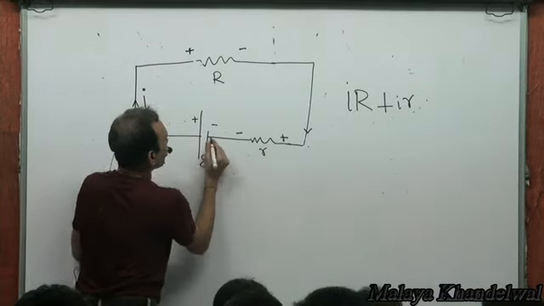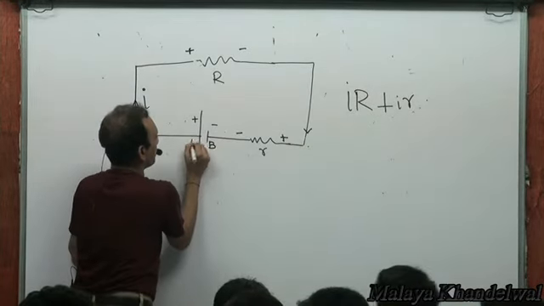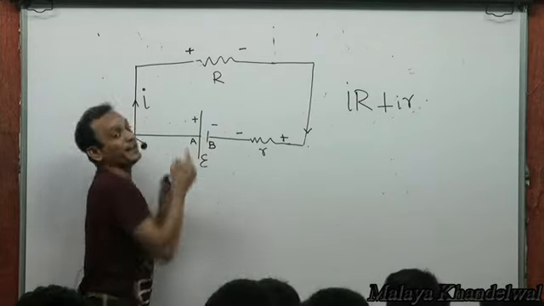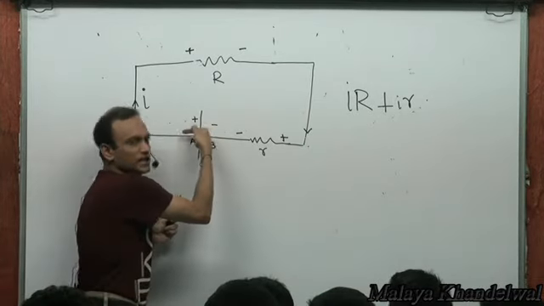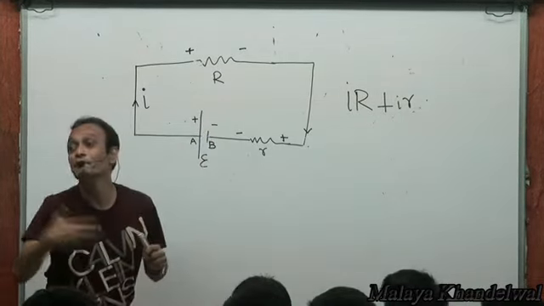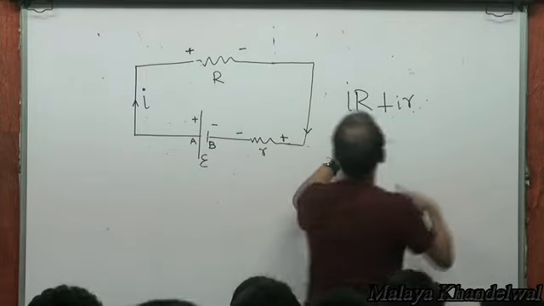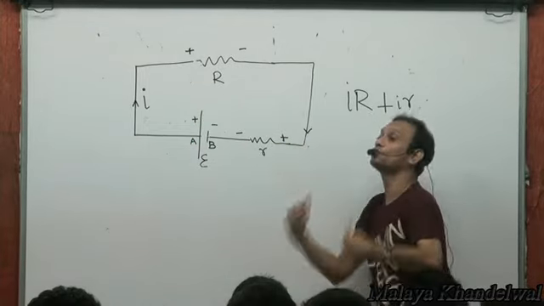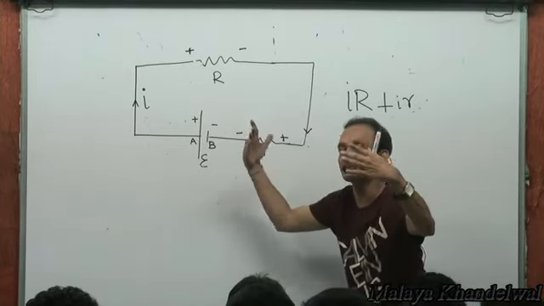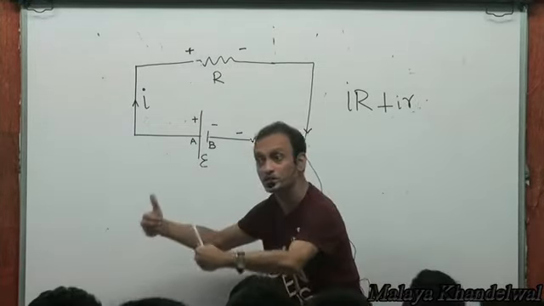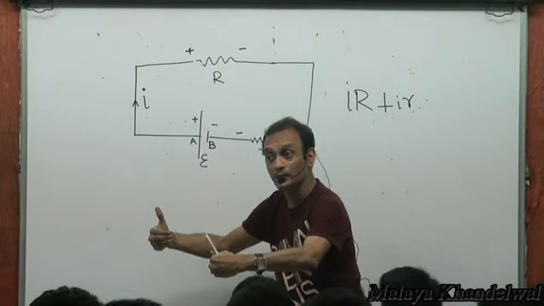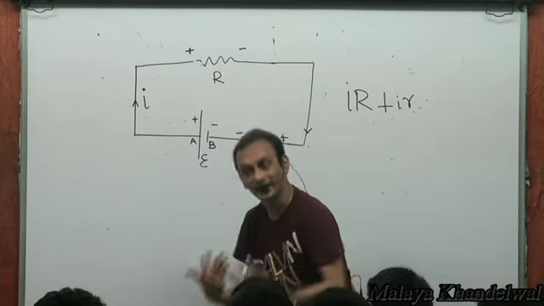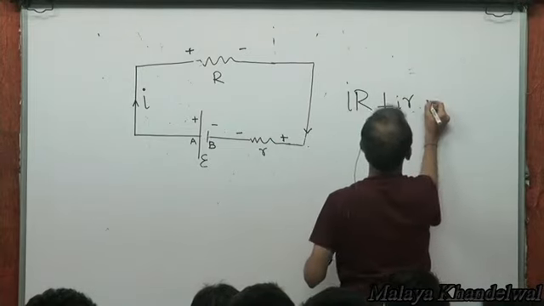And then when I go from terminal B to A, the drop is minus epsilon because there is an increase of potential. This is the drop across capital R. This is the drop across small r. From B to A, the drop is minus epsilon because from B to A there is an increase in potential by an amount epsilon. So the drop will be minus epsilon.